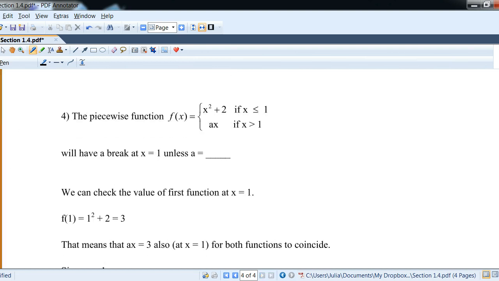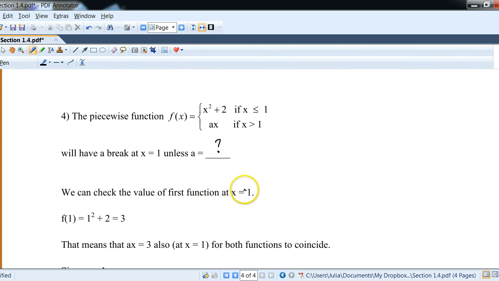And one more question. Here is kind of an interesting question, where in calculus you'll explore this a bit more, wherein the function does not have a break or discontinuity. So say here is x squared plus 2 if x is less than or equal to 1, but it's ax with some constant a if x is greater than 1. So the question is, will it have a break at x equals 1 unless a is equal to what? So here is a question mark. We don't know what. Well, how can we check?